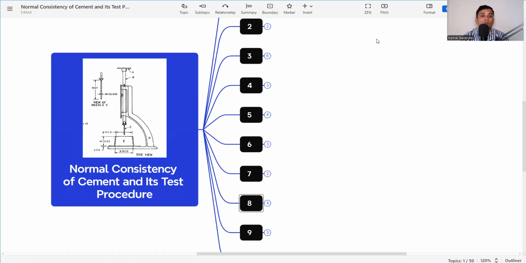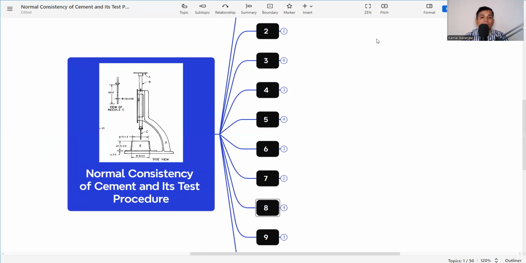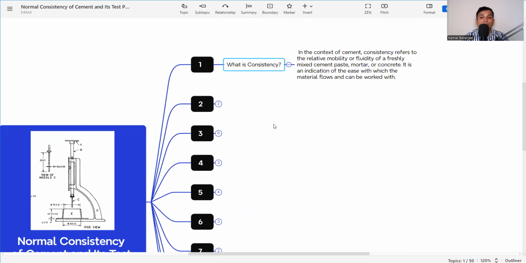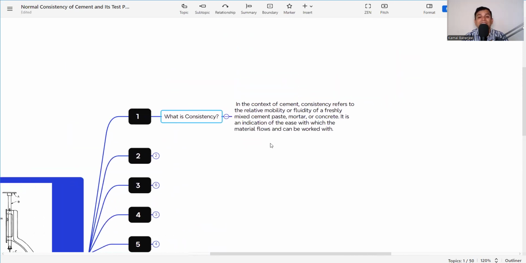So without wasting time, let's jump into the subject, that is normal consistency of cement and its test procedure. Now first we need to know what is consistency. It is important to know what the consistency is, then we can find out what is the normal consistency of cement.